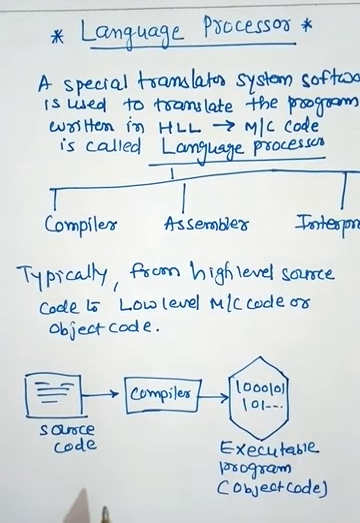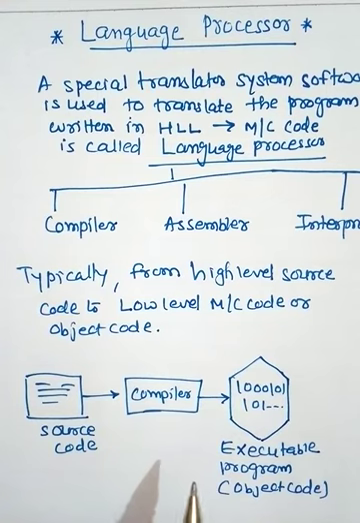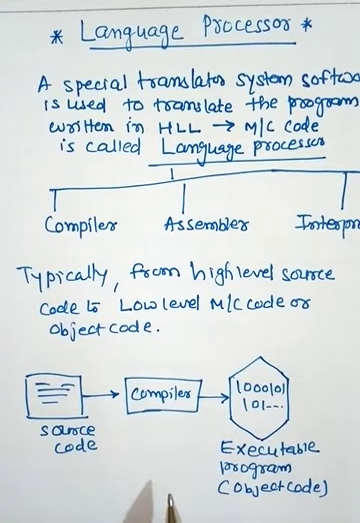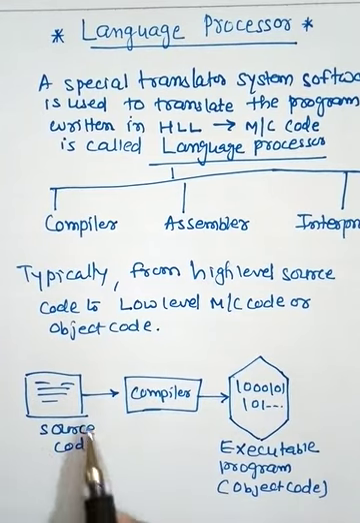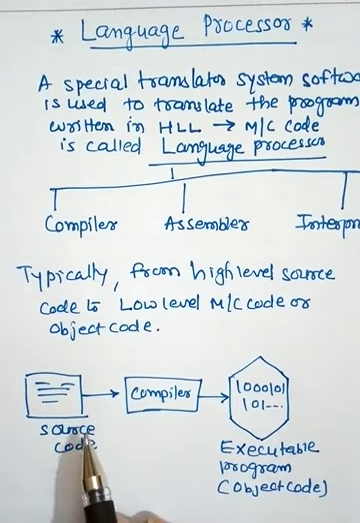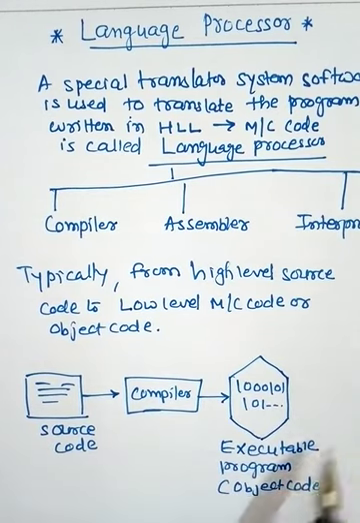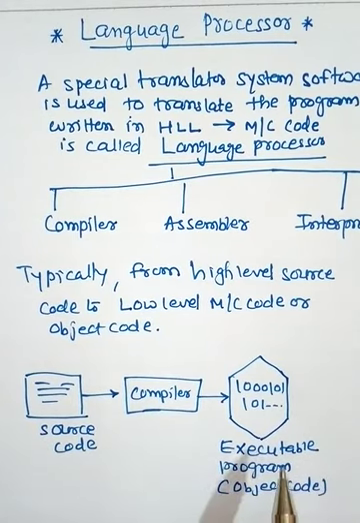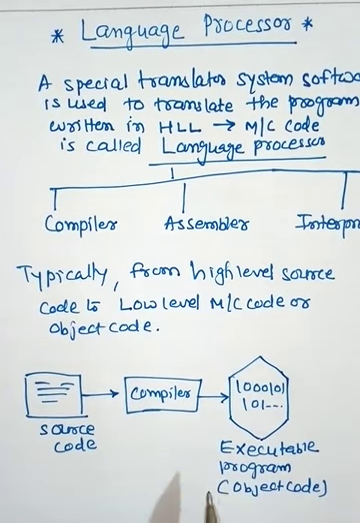The compiler is a computer program or a set of programs that transforms source code written in a programming language, the source language, into another computer language. That other computer language is called the target language. So these are the compilers.